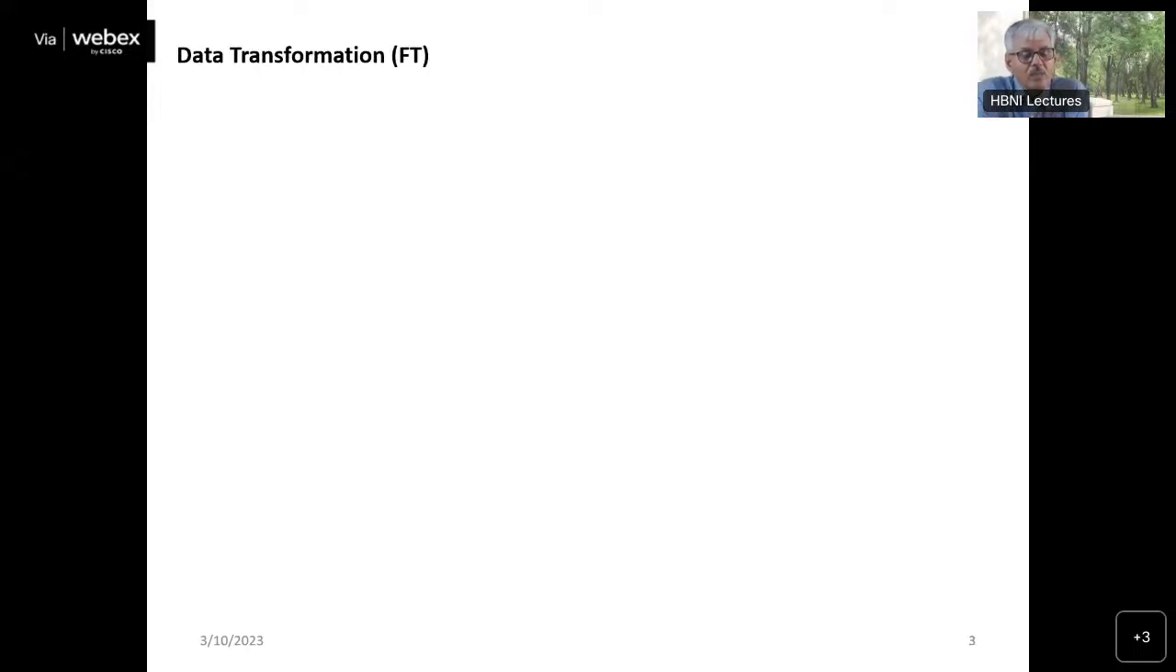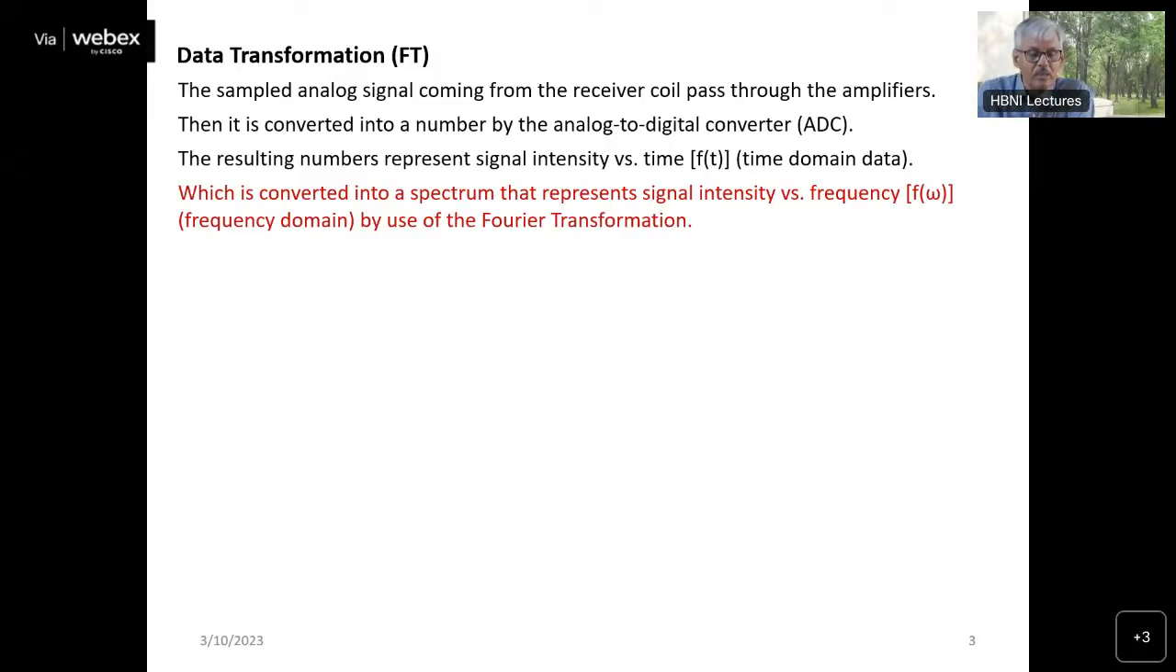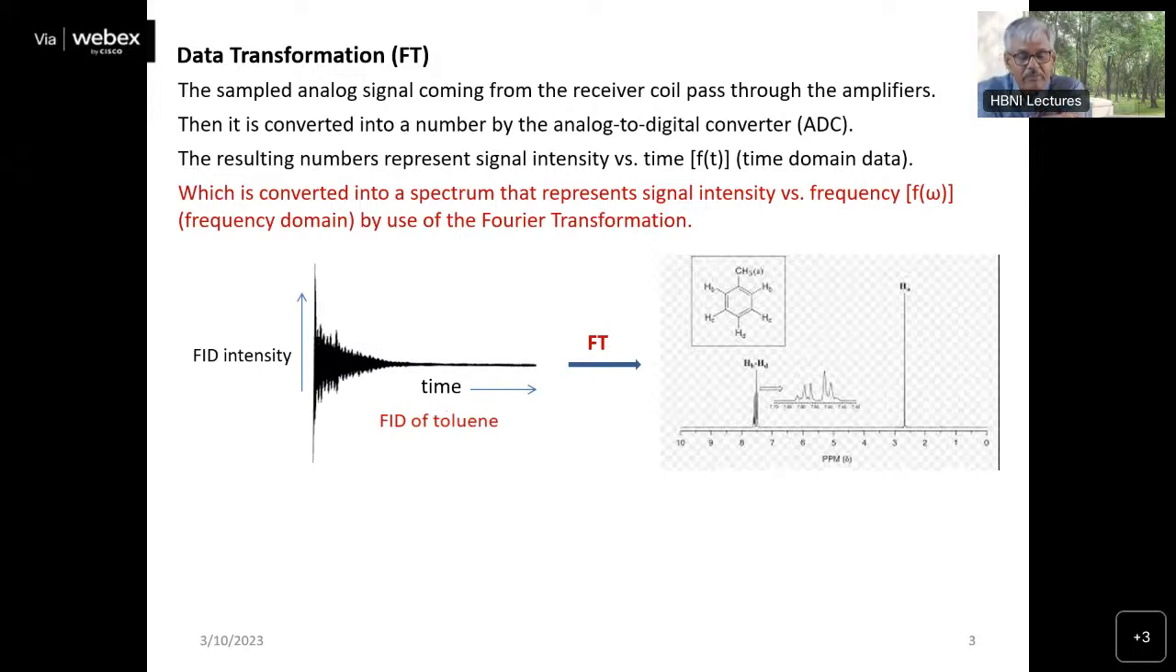In the last class, we saw that we get the signal coming from the receiver coil, and that signal is sampled periodically. It passes through the amplifiers and gets amplified. Because it is analog data, it is converted to digital data by the analog to digital converter. The resulting numbers represent the signal intensity versus time, which is nothing but your FID.